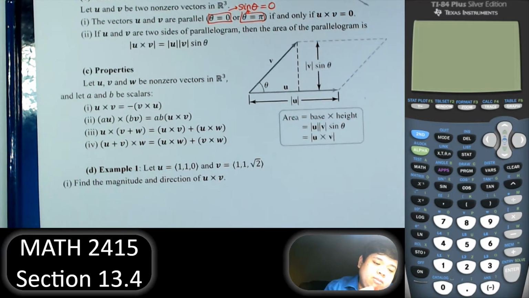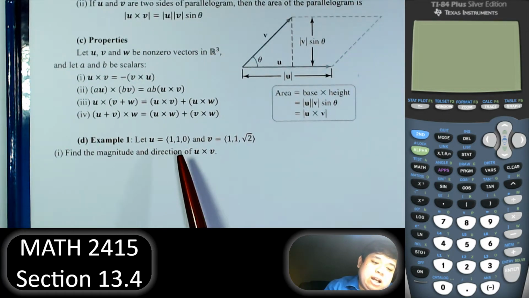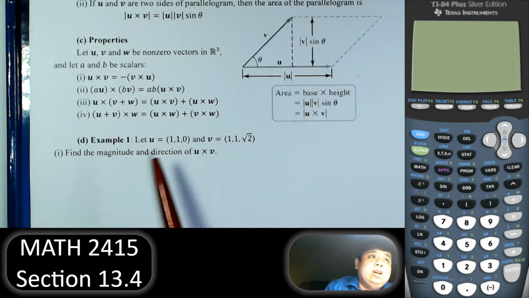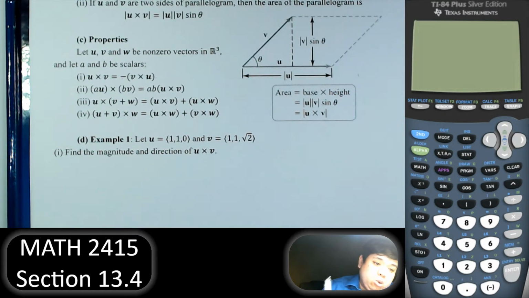Now, find the magnitude and direction of u cross v for that. Right now we only have the definition.